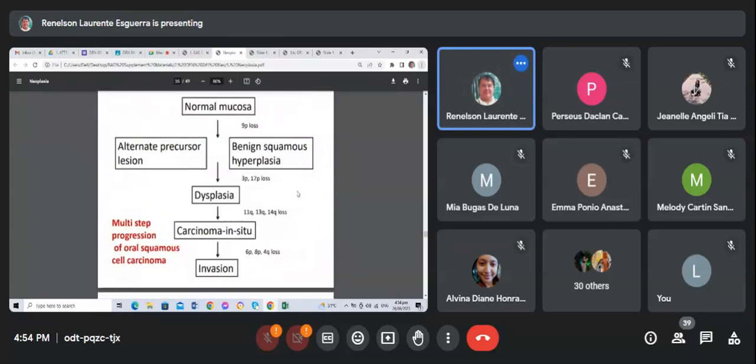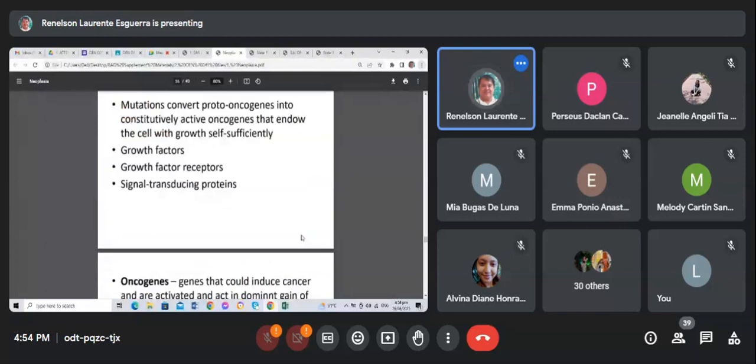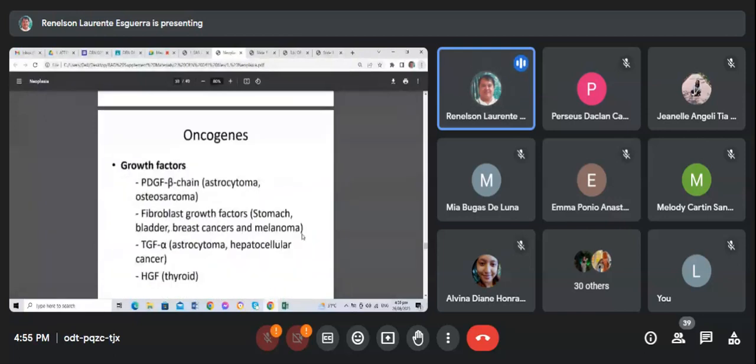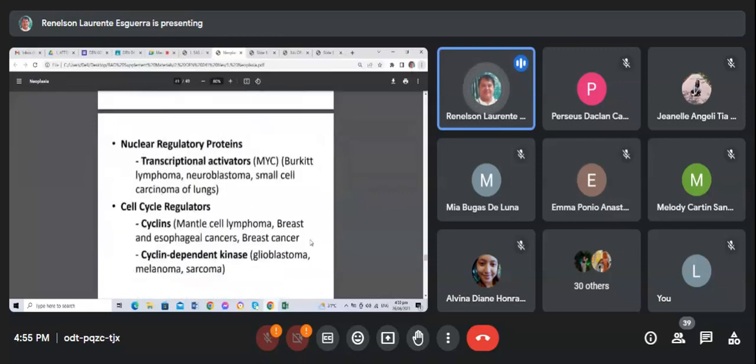So this one is the normal mucosa. Then you have dysplastic changes. It's a multi-step progression of oral squamous cell carcinoma until it would go into carcinoma in situ, or cancer within, before there would be invasion. So read this at a later time. This is just for your information purposes.